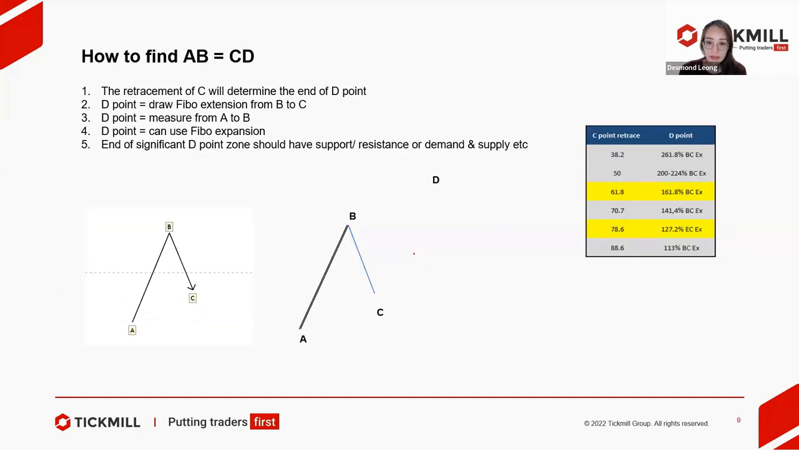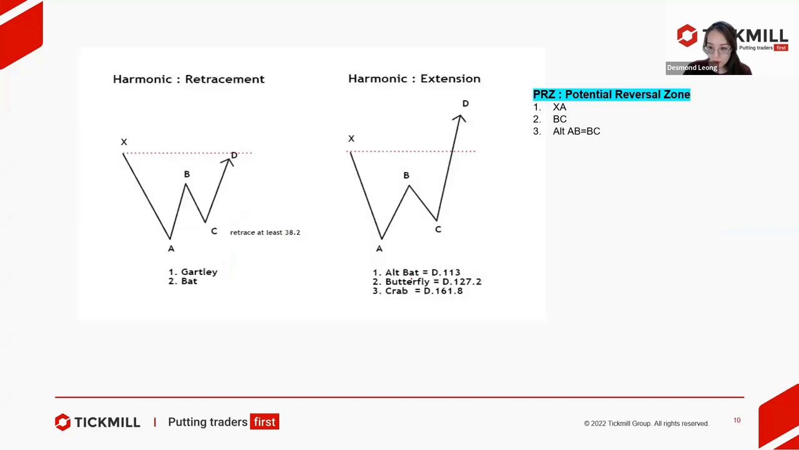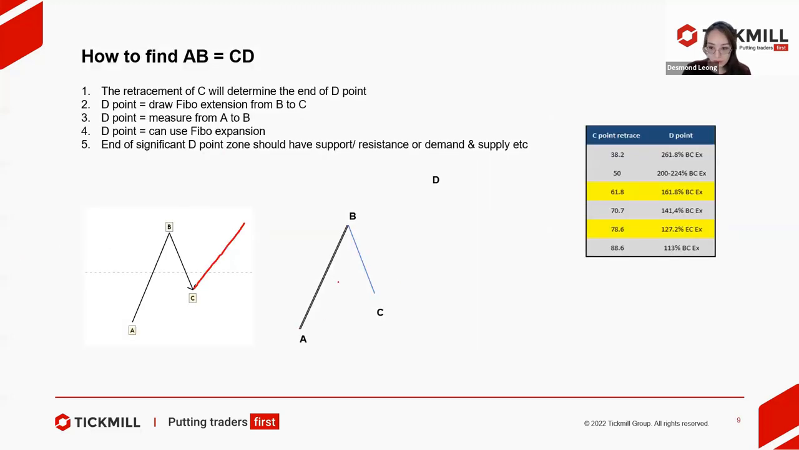Like I say, how to find the AB equals CD, I already told you. The C will determine the ending of the D point, which is this one. For the D point, you can draw a Fibonacci extension from B to C, and then you get the D leg here. Or you can measure from A to B to get the D point. Or you can use Fibonacci expansion as well.